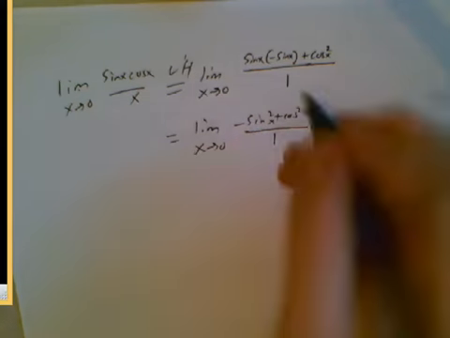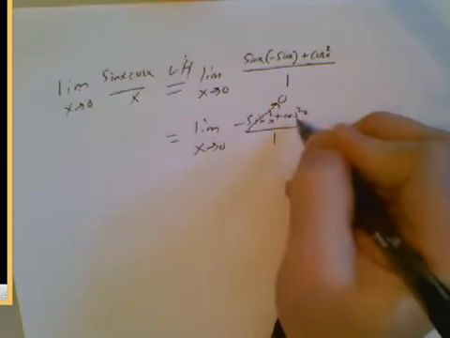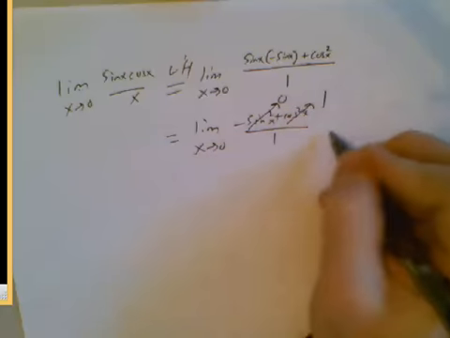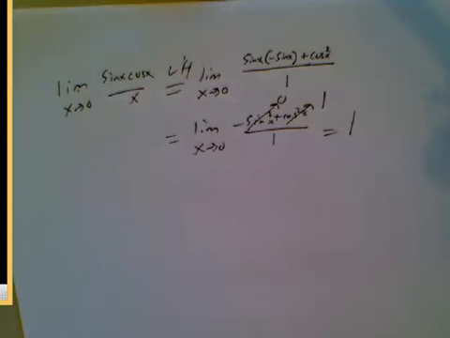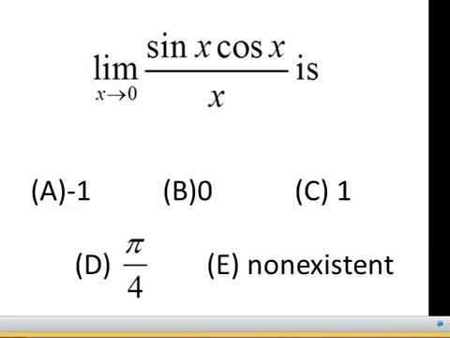As x goes to 0, well, this goes to 0. Cosine squared goes to 1. Looks like the limit is 1. Let's check our choices. C. Hopefully you got C. Alright, let's do another one.